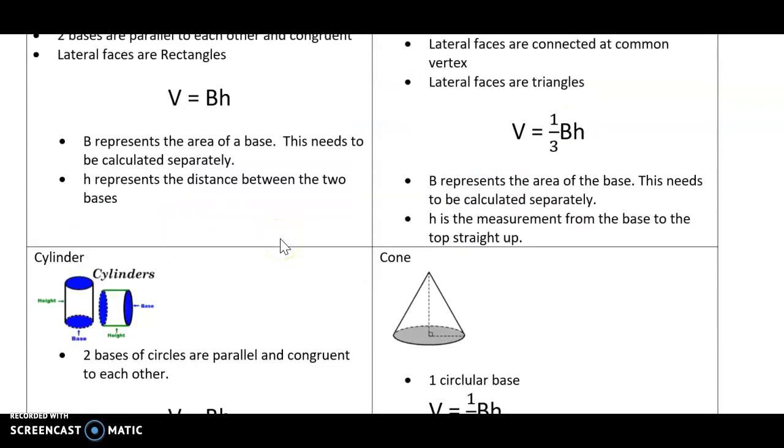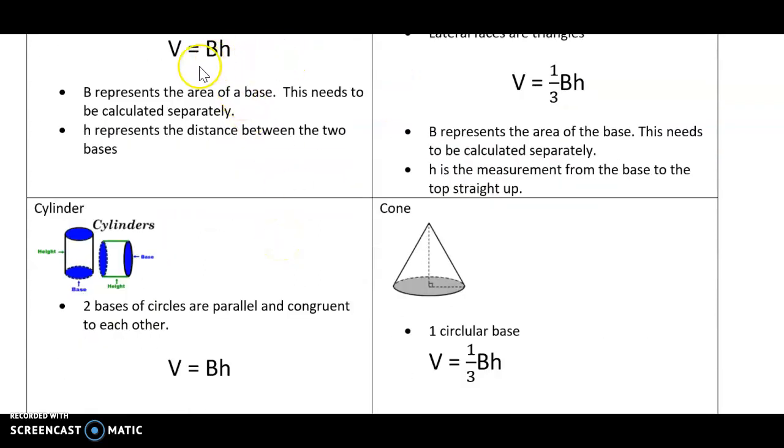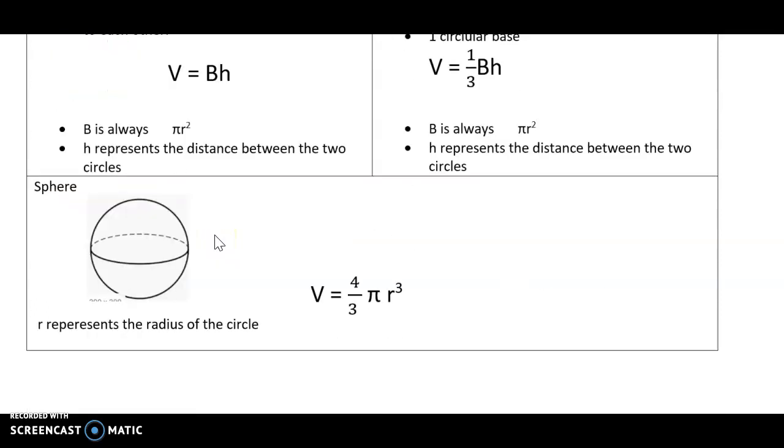If you notice, whether you have a prism or a cylinder, they're the same formula. If you have a cone or a pyramid, they have the same formula. So it's 1/3 if you're going to a point. There's no 1/3 if you're not going to a point. These formulas are on your star chart. Make sure you're familiar with where they are.